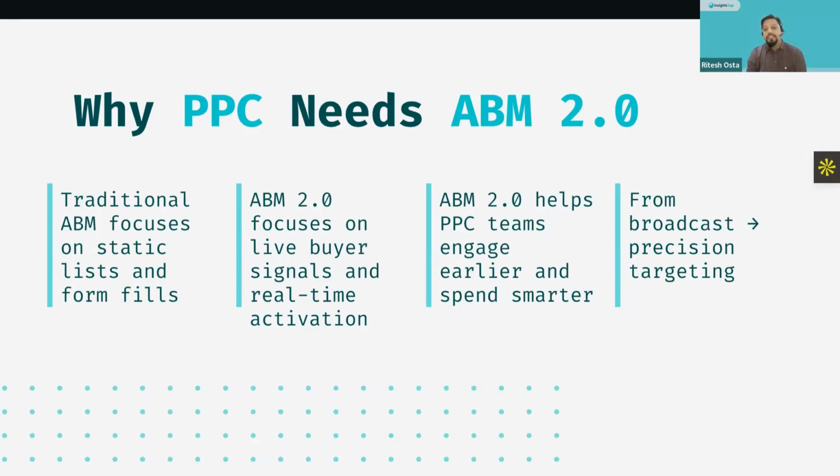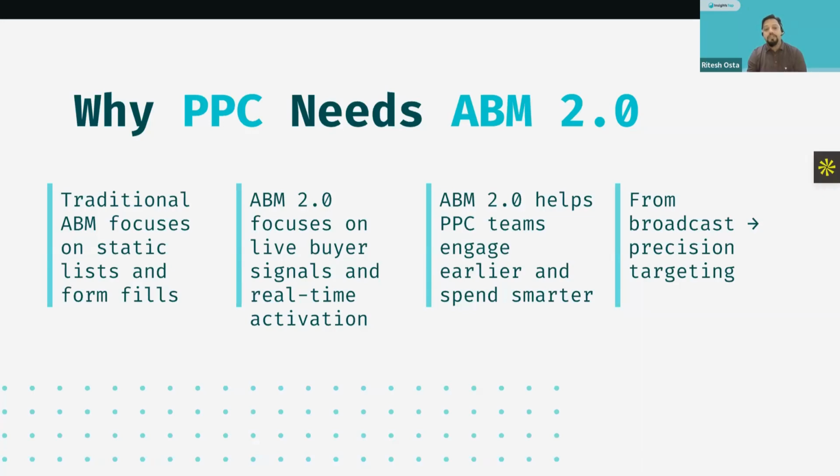So why does PPC need ABM 2.0? Because traditional ABM focuses on static lists and form fields. Traditional ABM means, put up a list of 100 companies, find all the decision makers, and blast them with email. Right? Send them emails or possibly LinkedIn connection requests. That was what traditional ABM was to a large extent, right? With the resources that they had. I'm talking about 2015 here.